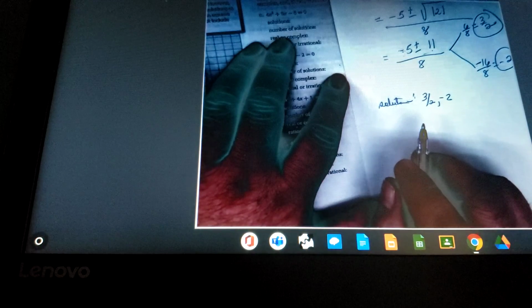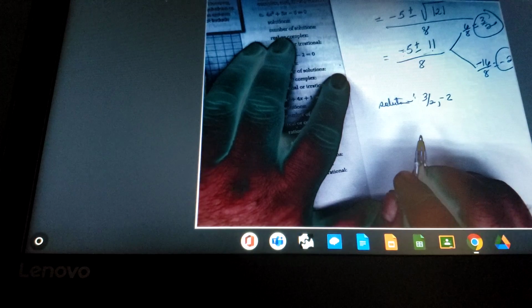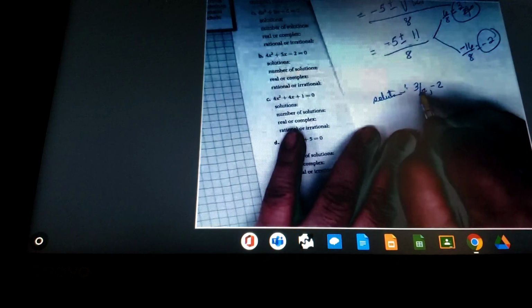Should be 4. You divided the 6 over 8 by 2, right? It should be 3 over 4. Yeah, 3 over 4, yeah. So we have 3 over 4 and negative 2.